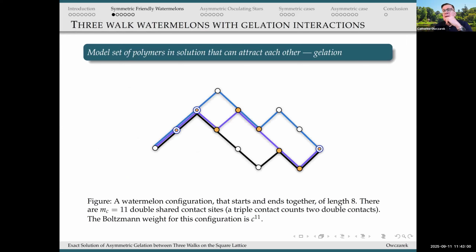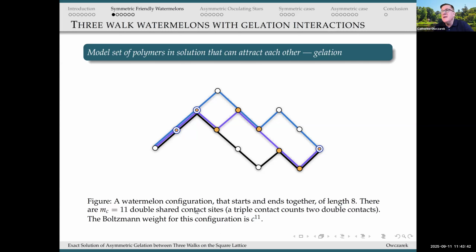So what was the problem that we looked at that I talked about in 2015, which was three friendly walkers in this so-called watermelon configuration, where the walks start in one point and end up back together again, and in between they can share edges and share sites. We actually talked about a slightly more general problem where you had 2 interactions, but for today's talk it's not really relevant. So I'm just simplifying it to the 1 interaction, where you can count the number of shared sites between any 2 walkers.